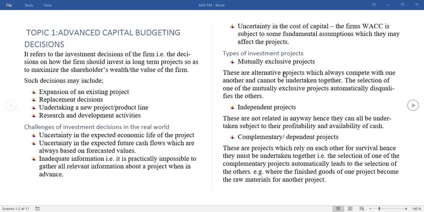We have independent projects, and these are not related in any way. Hence, they can be undertaken subject to their profitability and availability of cash.